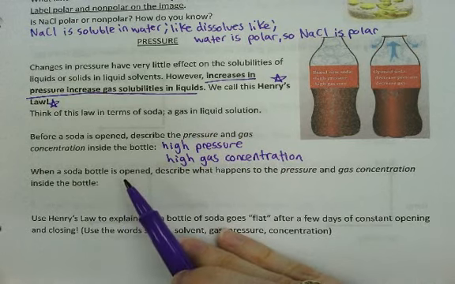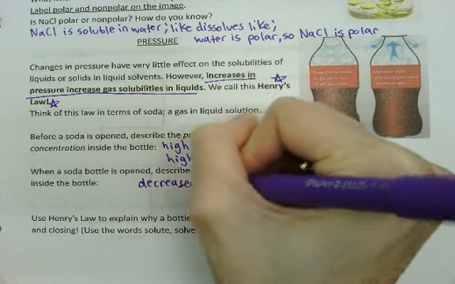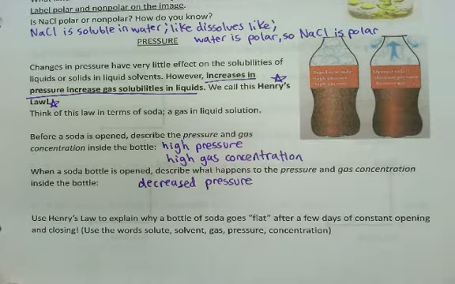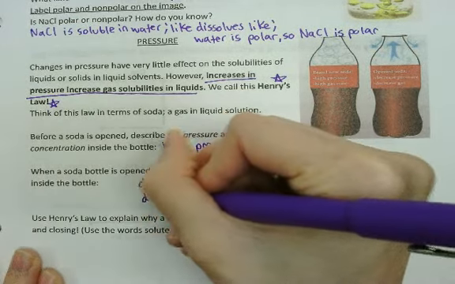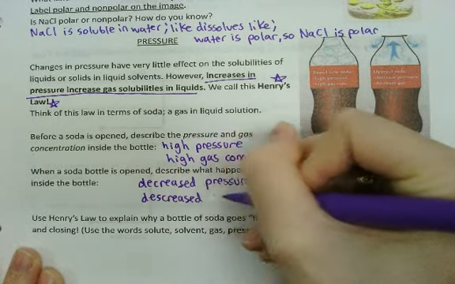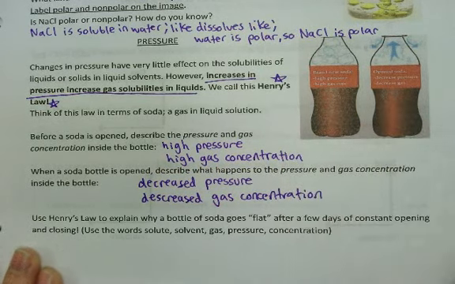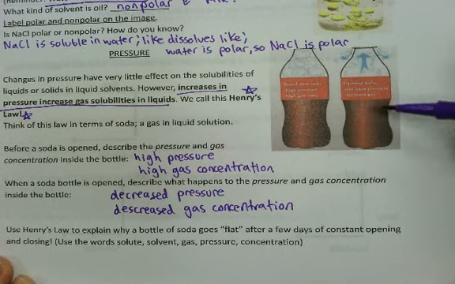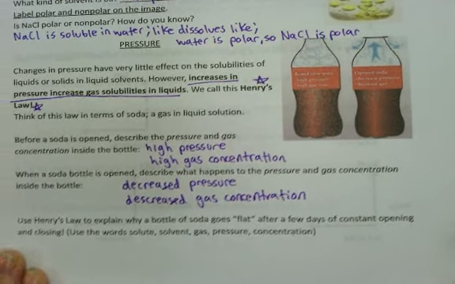When we go to open that soda bottle, we are going to decrease the pressure. We open up that soda, we take off that cap. You might hear a little release of air because the pressure is decreasing. And when we decrease that pressure, we are going to decrease the concentration of gas. So that gas is going to come out of that solution, and we're going to have fewer bubbles now in our soda. Okay?